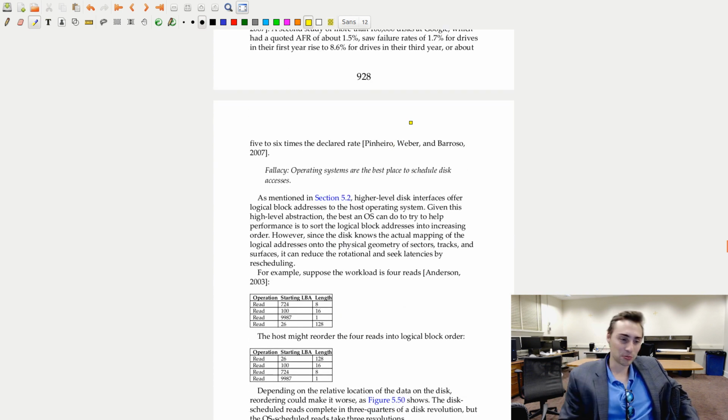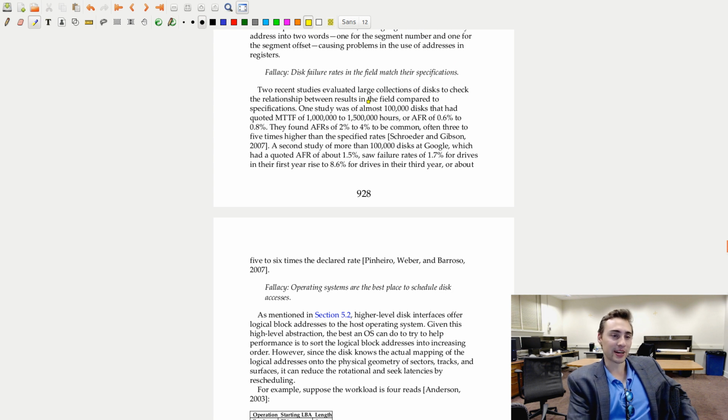Two recent studies evaluated large collections of disks to check the relationship between the results in the field to specs. So one was of almost 100,000 disks that had quoted a mean time to failure of 1 million to 1.5 million hours, or an annual failure rate of 0.6% to 0.8%. So they found that 2% to 4% was actually more common. So this is like 5 times greater than what was on the spec sheet.